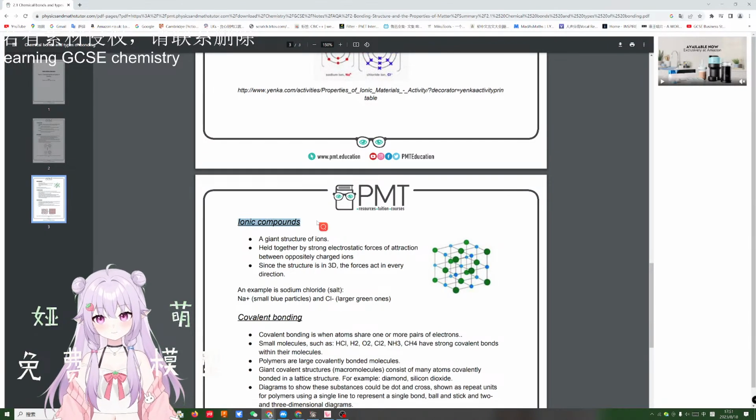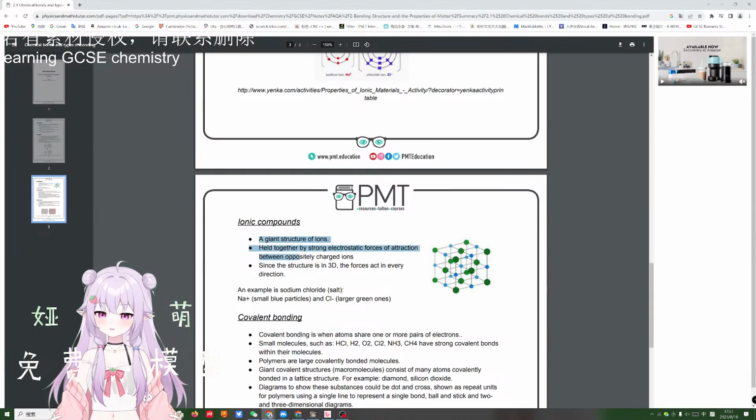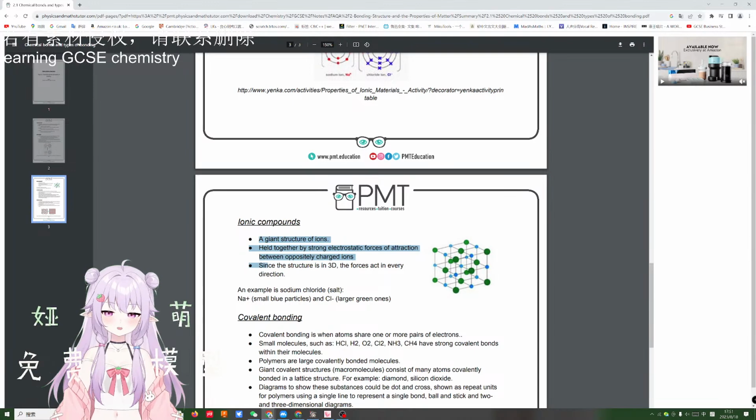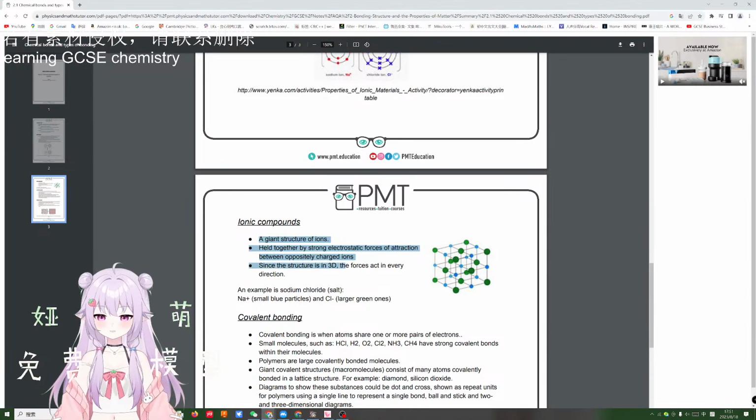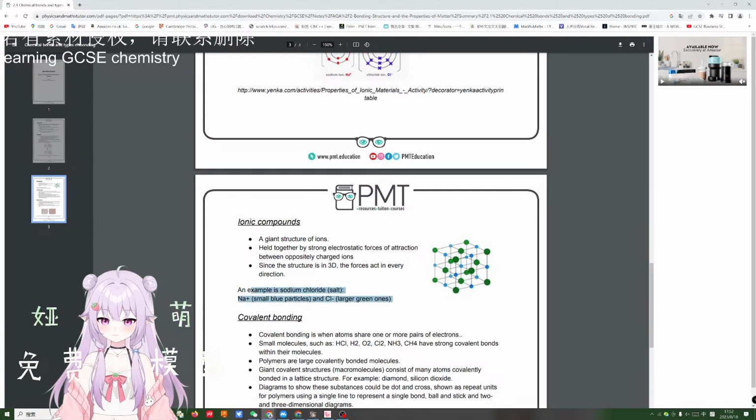Ionic compounds: a giant structure of ions held together by strong electrostatic forces of attraction between oppositely charged ions. Since the structure is in 3D, the force acts in every direction. An example is sodium chloride, with Na+ and Cl- ions.